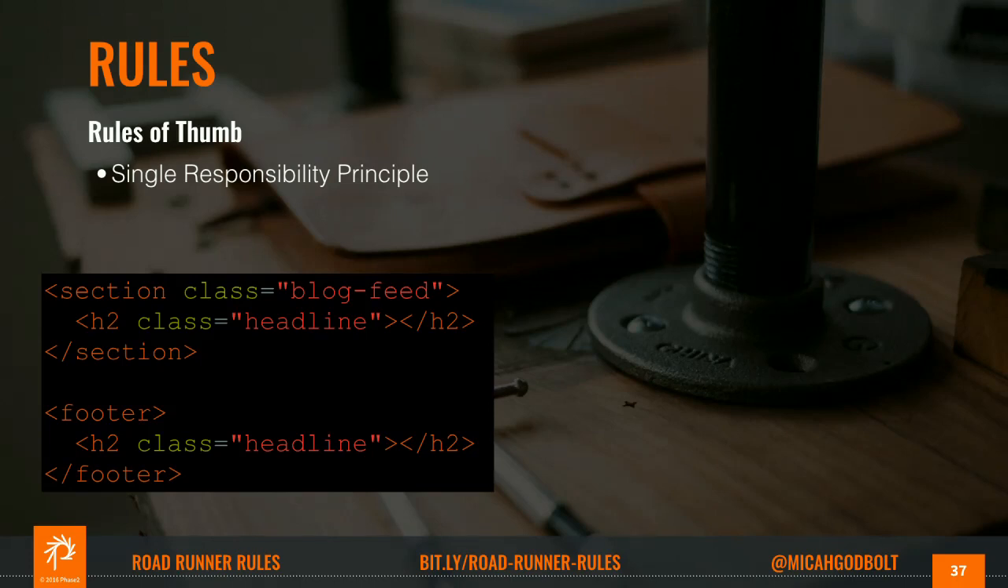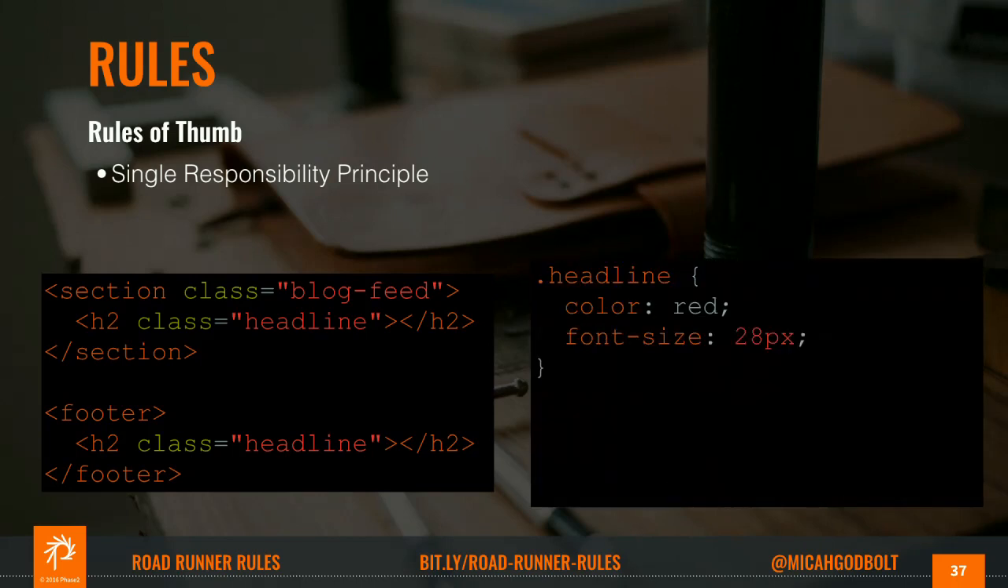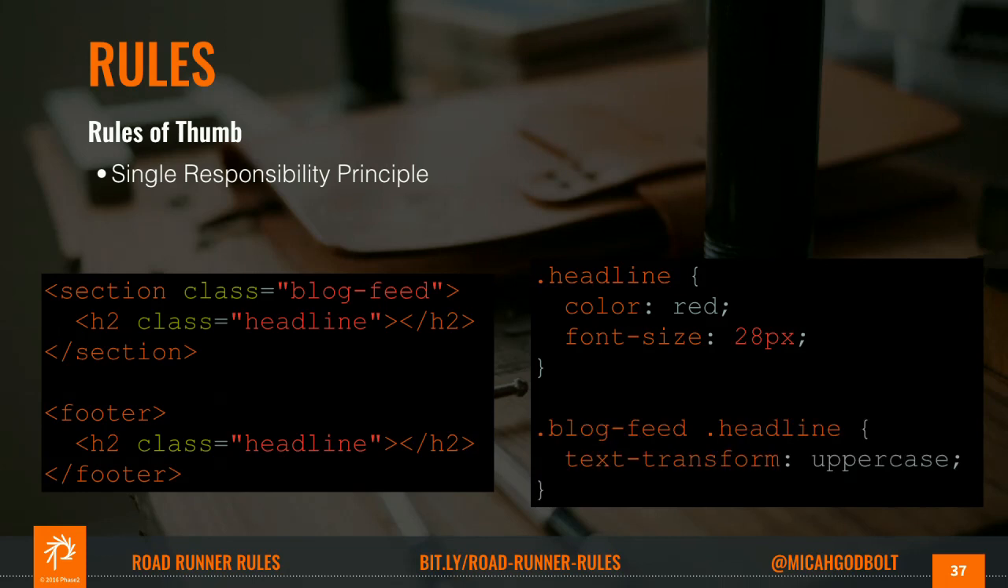So in this case, we've got, again, our blog feed, and we've got a headline class inside of that. We also have a footer with a headline class inside of it. That's bad news. Because when we style our headlines, great, they both look the same, our blog feed, our footer, our H2s are just wonderful. But our designer comes back and says, hey, we're changing things, and our blog feed headline actually needs to be uppercase text now. You're like, crap, well, I can't do that without also affecting that one down below. So you might write something like this: blog feed, headline, text-transform uppercase, piece of cake, I'm done, right? Except now you've broken your first rule of single source of truth.